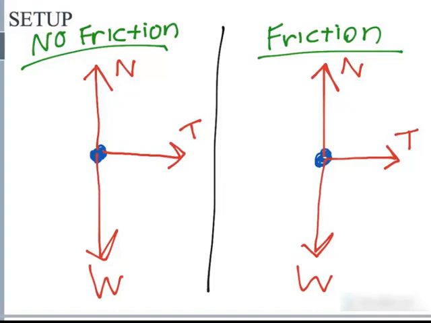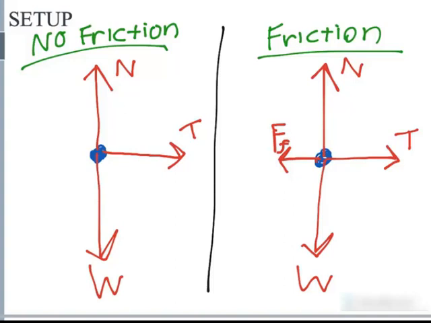For the second situation, we have friction, and what friction is going to be doing is impeding the motion towards the right. So it's going to be slowing it down a little bit. So we can go ahead and draw a force towards the left, and we can label that F sub F for force of friction. And now we're done with our diagrams. All the forces are indicated.